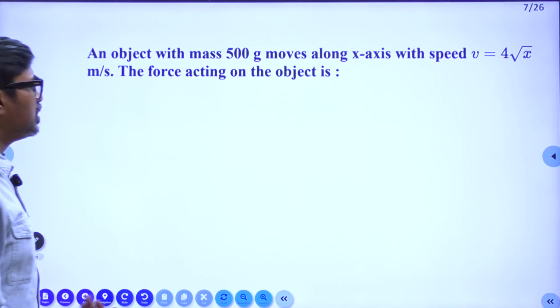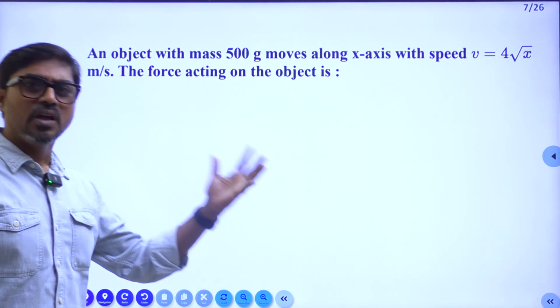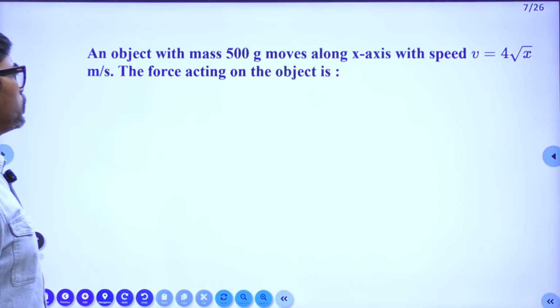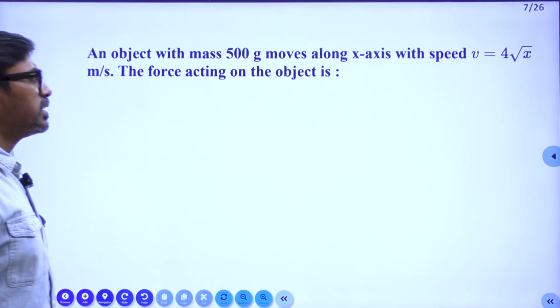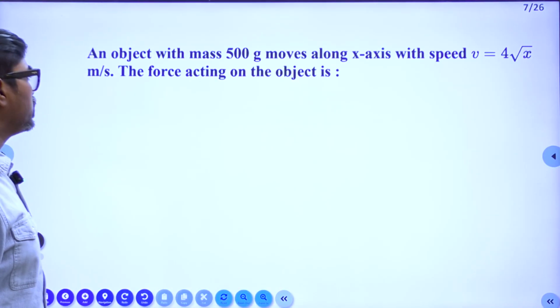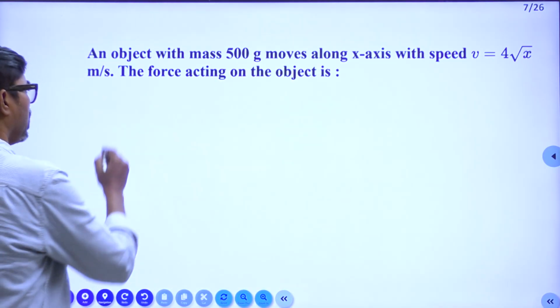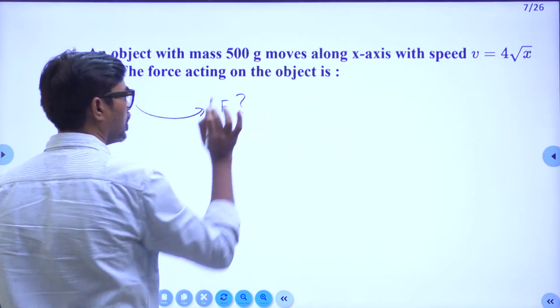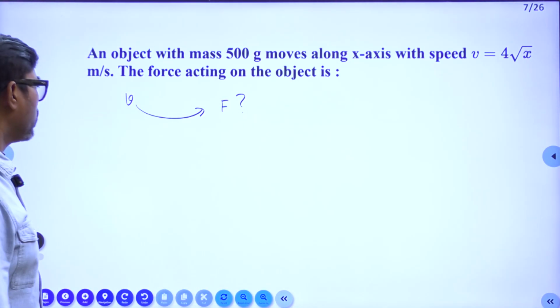Okay, next problem. This is actually inspired from a question from Irodov. It came many times in this form. An object with mass 500 grams moves along the x-axis with a speed v equal to 4 root x. Then the force acting on the object is. So they gave velocity and they are asking you to find force. Alright. Earlier also we have seen the same question.